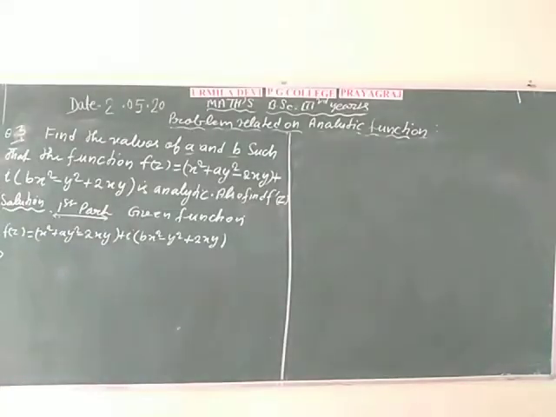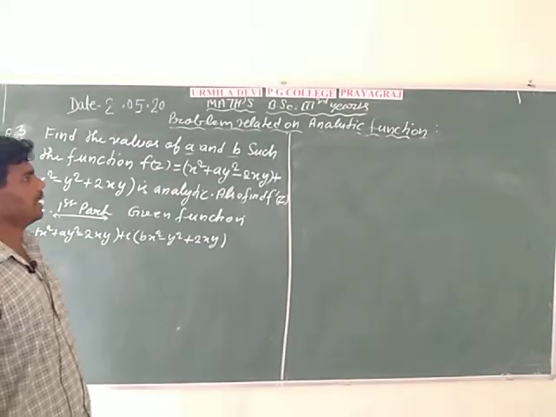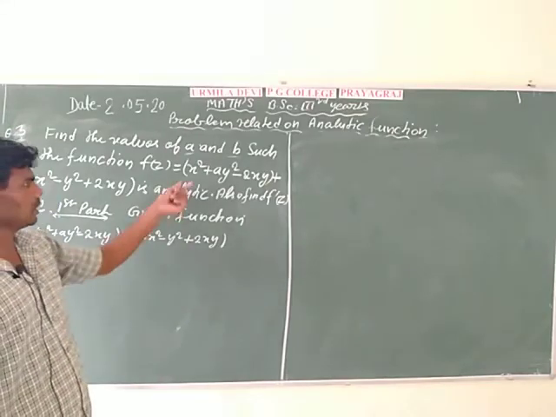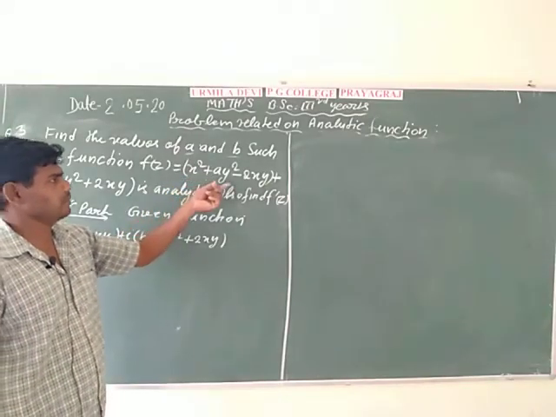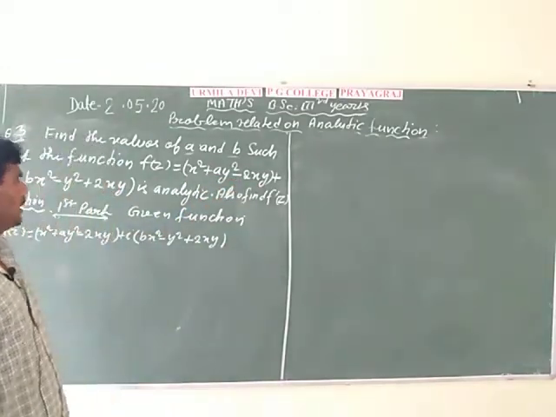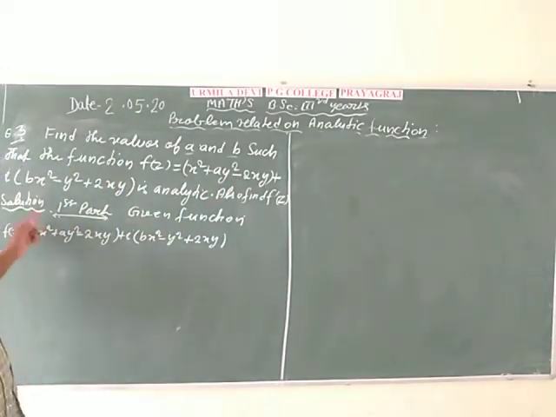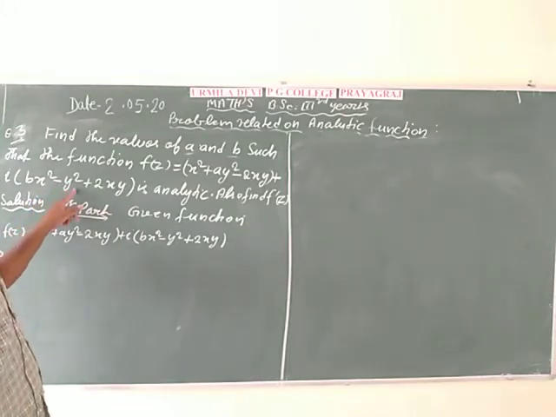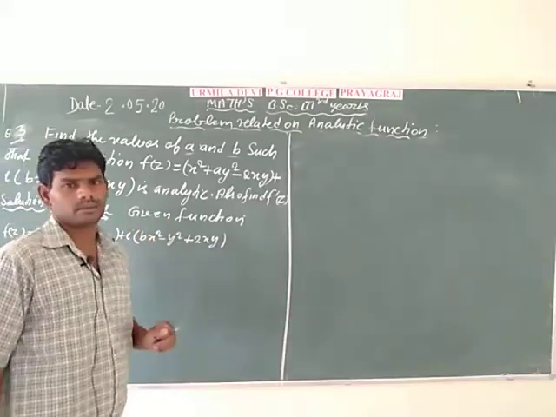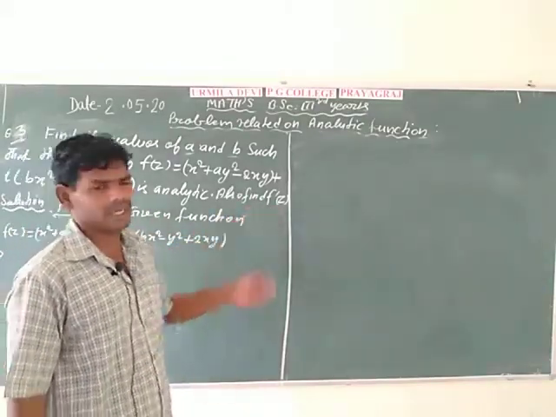Question third: find the values of small a and b such that the function f(z) = x² + a y² − 2xy + i(b x² − y² + 2xy) is analytic. Also find the function f'(z).